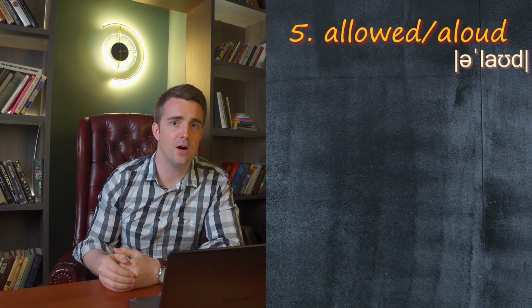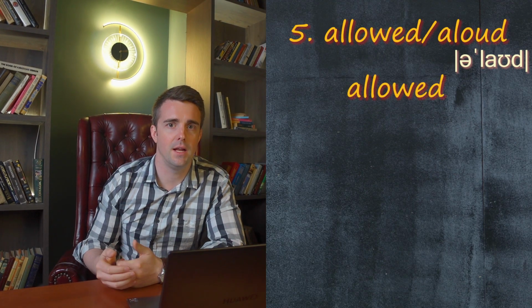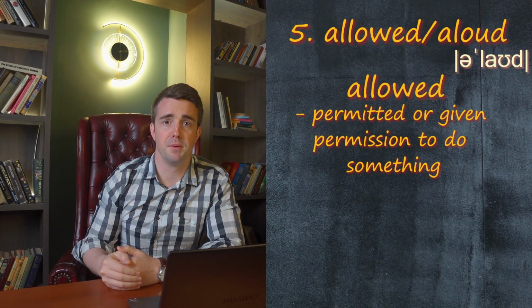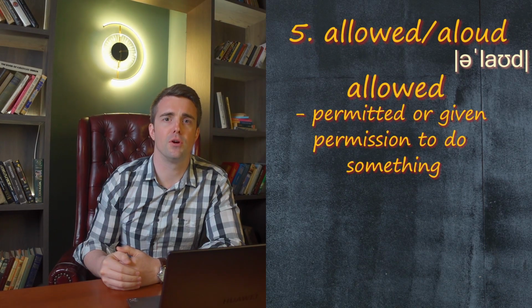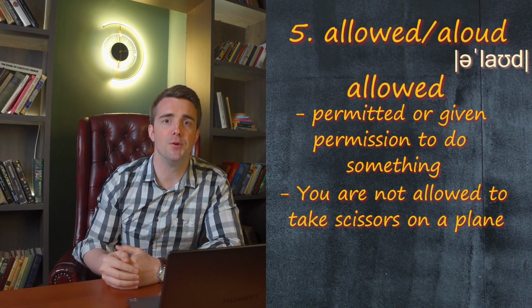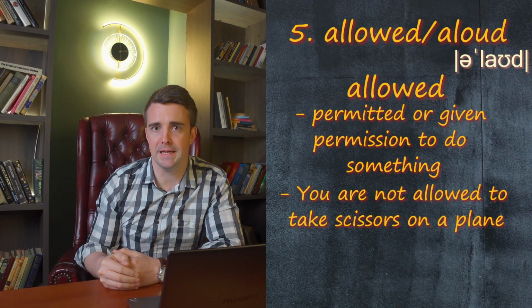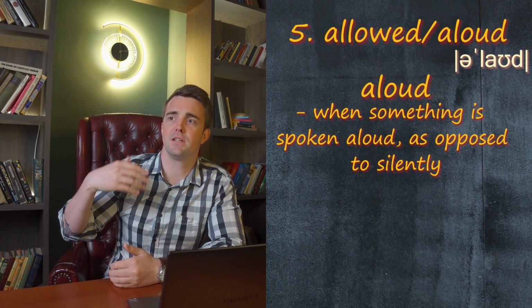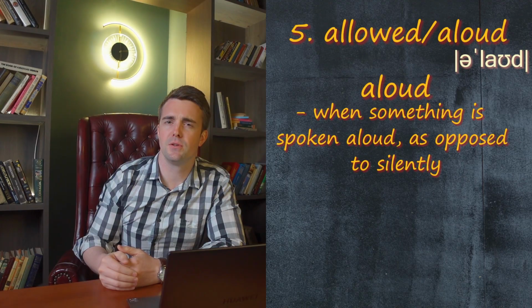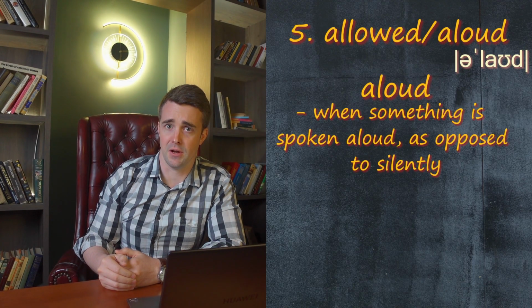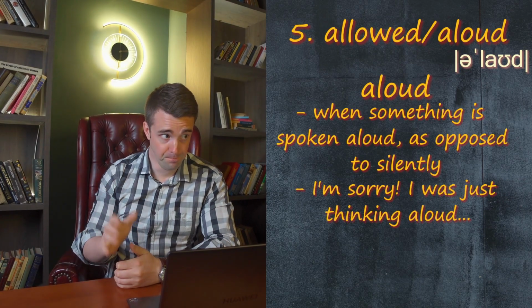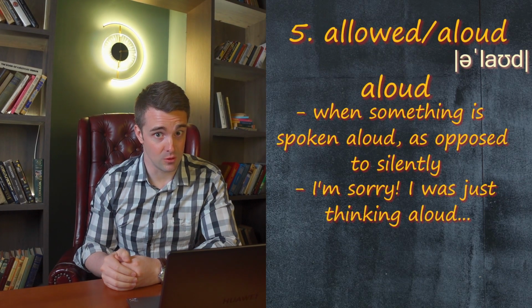Then we'll go to allowed and aloud. Allowed means permitted. You are permitted or given permission to do something. So for example, you are not allowed to take scissors on a plane. And aloud is when something is spoken aloud as opposed to silently. It's not done silently, it's done aloud. So for example, I'm sorry, I was just thinking aloud.